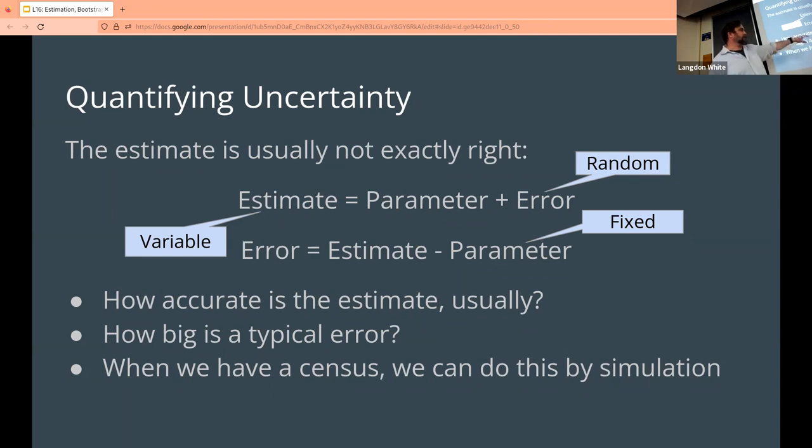And how accurate is the estimate usually? These are the kinds of things we might want to figure out. In particular, what we're interested in a lot of the time is how big the typical error is. The reason I'm setting this up is because we're going to talk about some of that in a minute when we talk about what a p-value means.